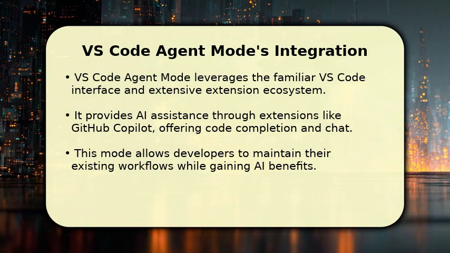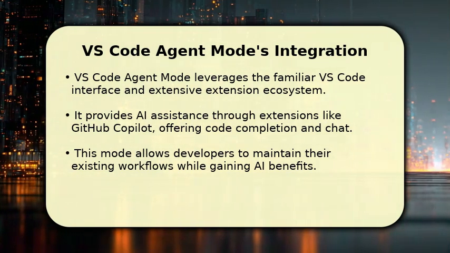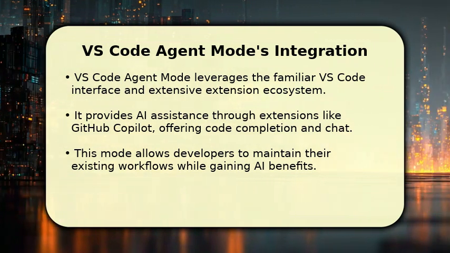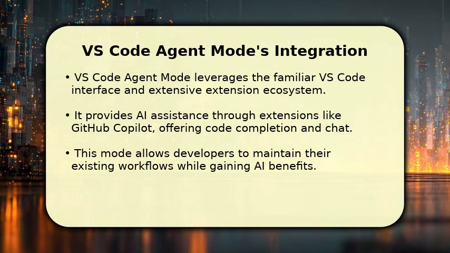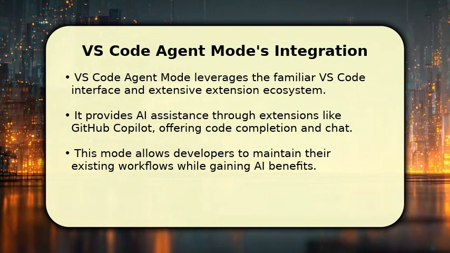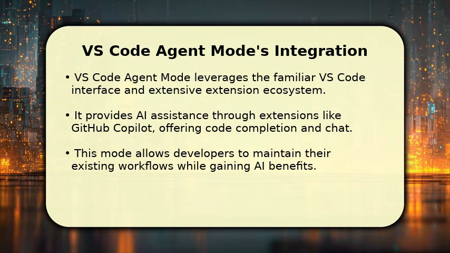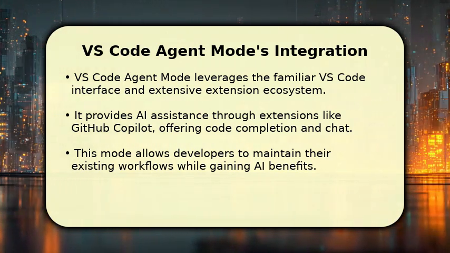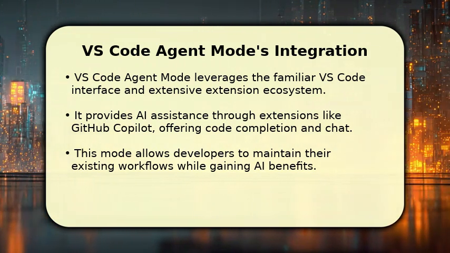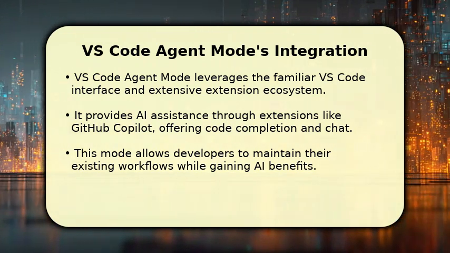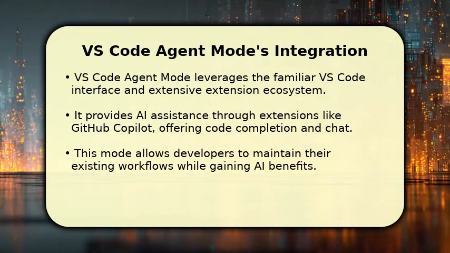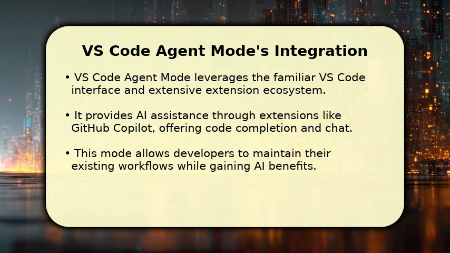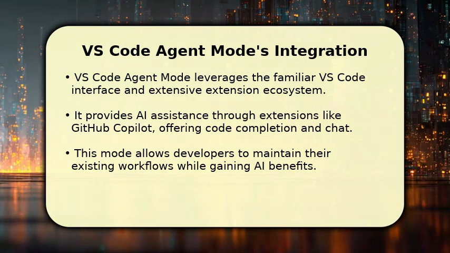VSCode Agent Mode leverages the familiar and robust Visual Studio Code platform, along with its extensive ecosystem of extensions. It delivers AI assistance primarily through popular extensions such as GitHub Copilot, offering intelligent code completion, suggestions, and conversational chat. This approach allows developers to enhance their existing workflows with powerful AI benefits without needing to transition to an entirely new editor. It's about augmenting, not replacing, your current setup.